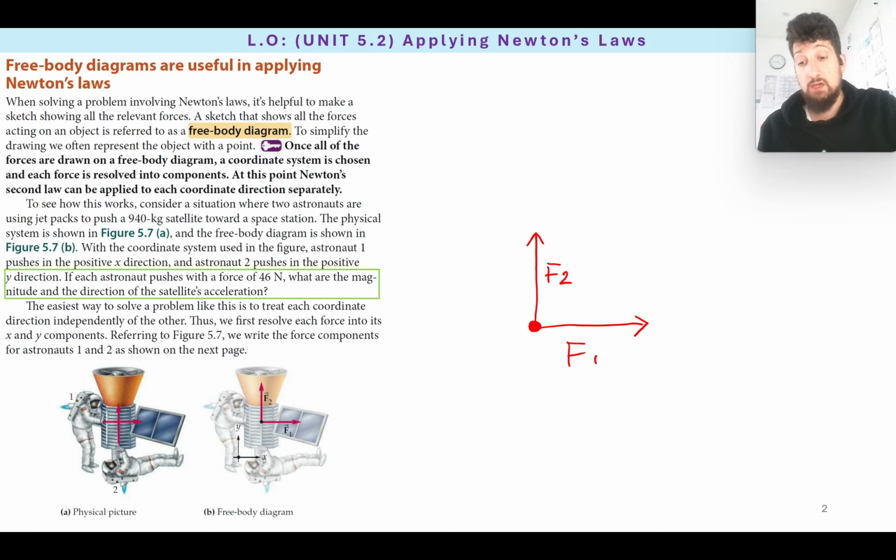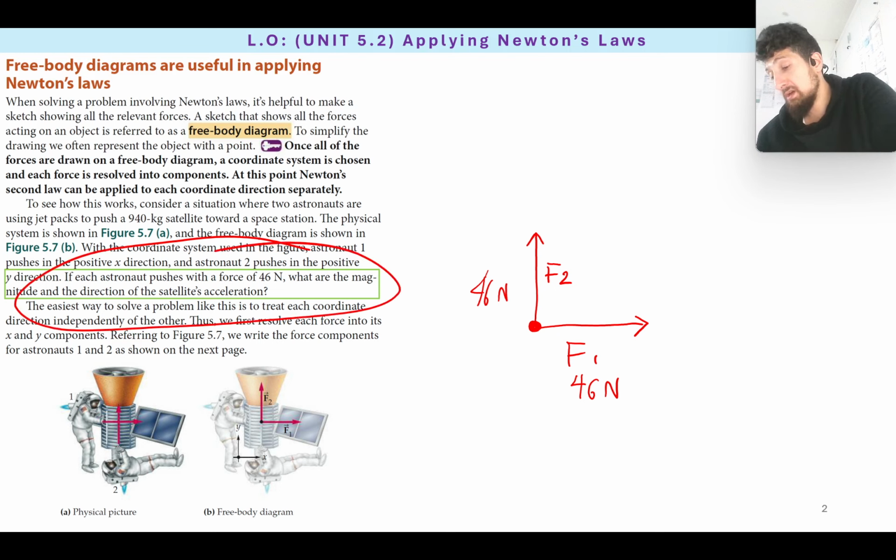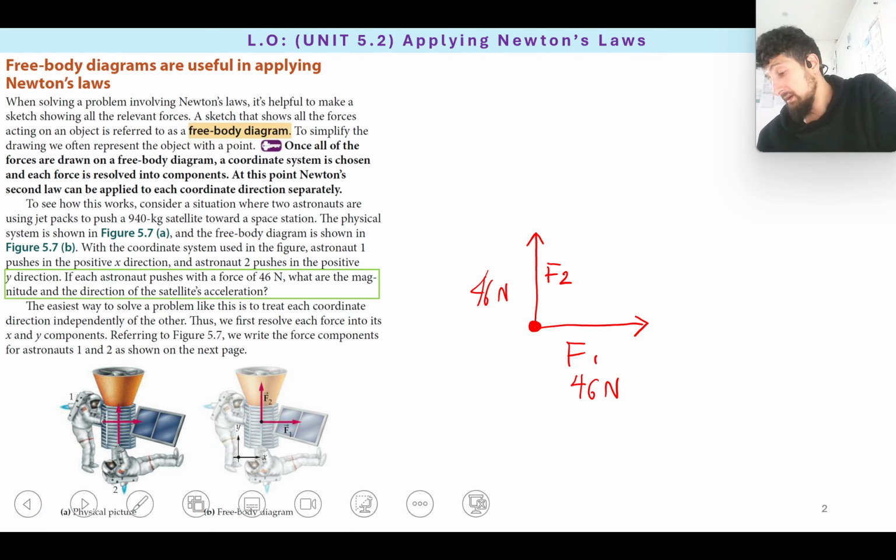So what we have over here in this example is two astronauts, and they are pushing on a satellite in outer space. One is pushing with 46 newtons to the right, and the other one is pushing with 46 newtons upwards. That's easy enough. And what are we being asked? Read the question carefully, and let me change the color. What are the magnitude and direction of the satellite's acceleration?